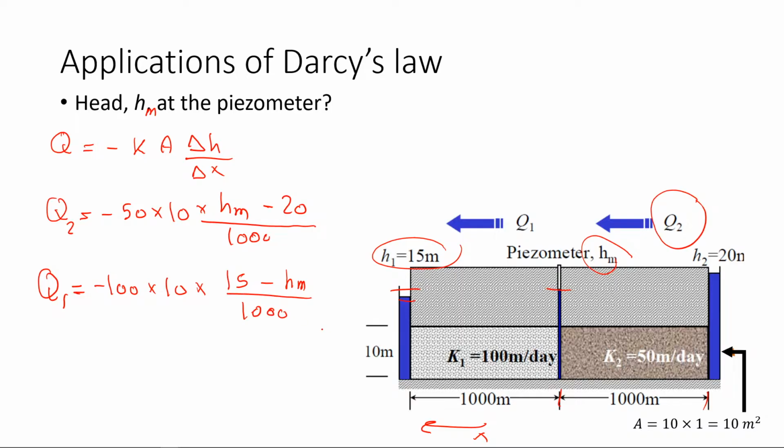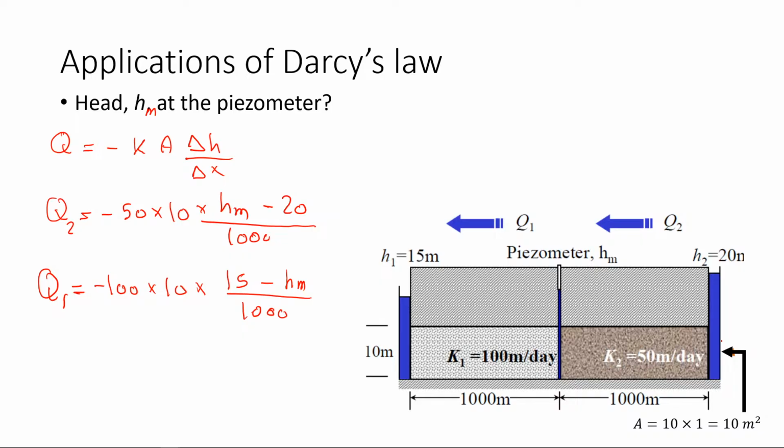But now I have another problem. Now I have two equations, but three unknowns: Q1, Q2, and HM. So what do I do? You need to remember what you have learned in fluid mechanics. What did you learn in fluid mechanics? Do you remember the continuity equation, the conservation of mass?